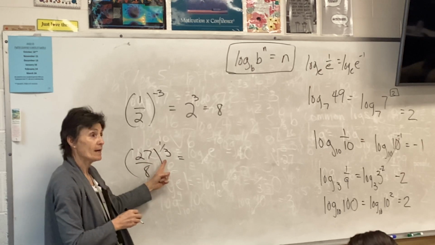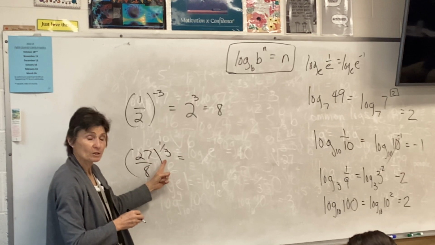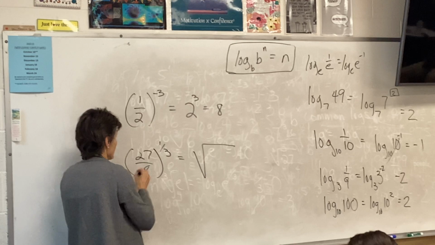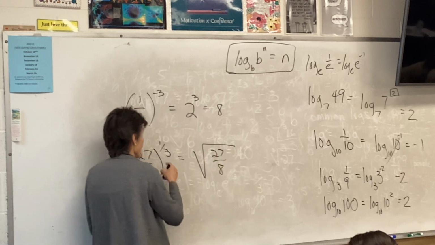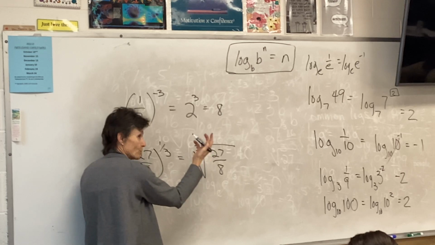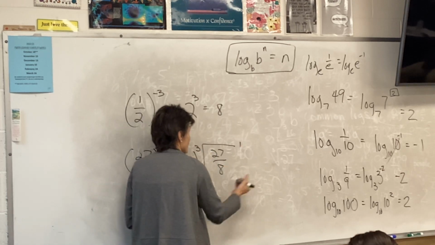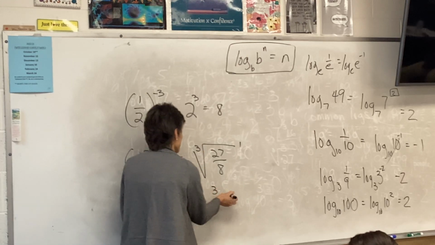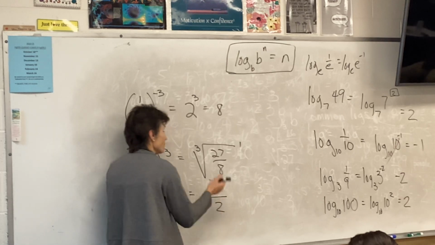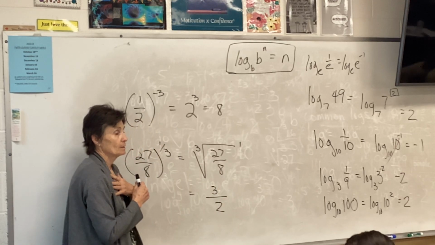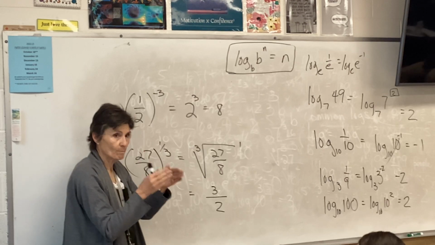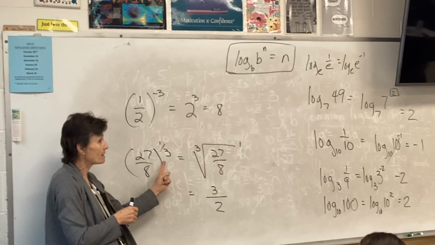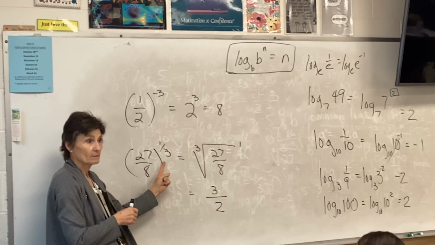So now I see a fraction. A fraction exponent is a radical. Underneath is 27/8, and it is a cube root, third root, cube root to the first. What's the cube root of 27? 3. What's the cube root of 8? 2. There's the answer to the question. Now in the logarithm work, you start with the cube root and you have to rewrite it as a 1/3 exponent. These are the same thing.